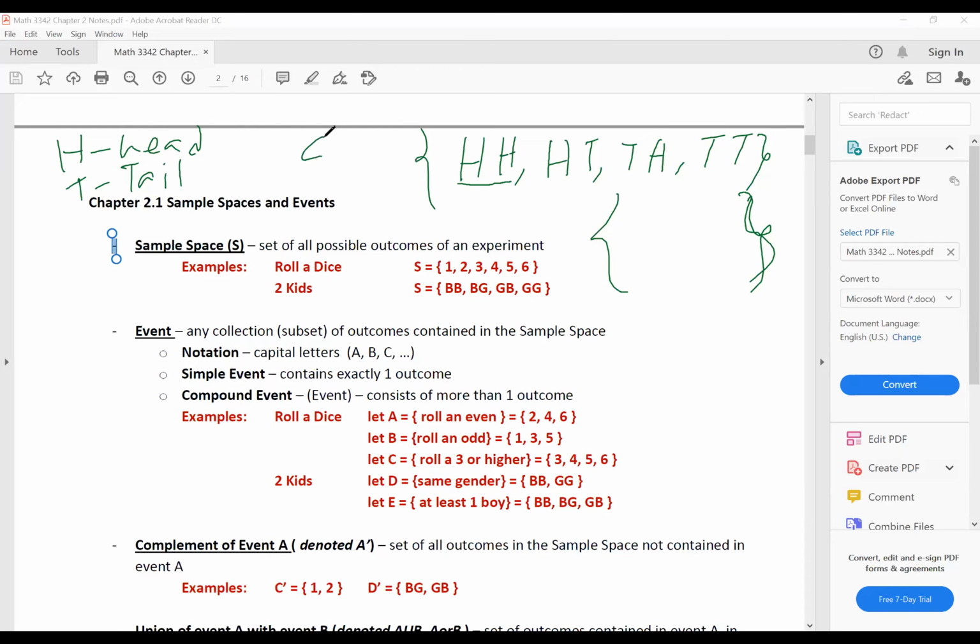So this is the sample space, and the sample space is always denoted by S. So in this case, S is equal to this set. So this is our sample space.